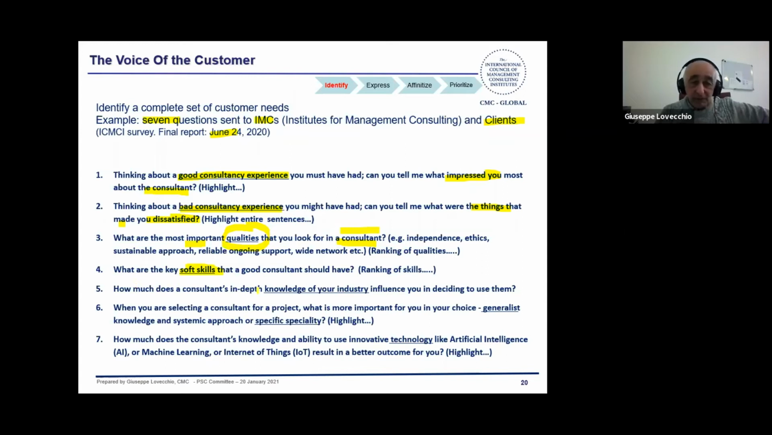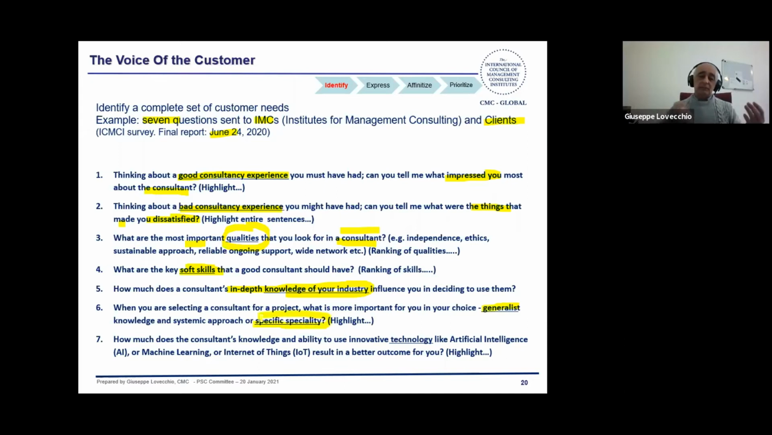The fifth is a question about whether you need a consultant with in-depth knowledge of your industry, and how your selection process is influenced by the consultant's level of industry knowledge. The sixth is, when you are selecting a consultant, do you prefer a generalist or a specific specialty consultant?